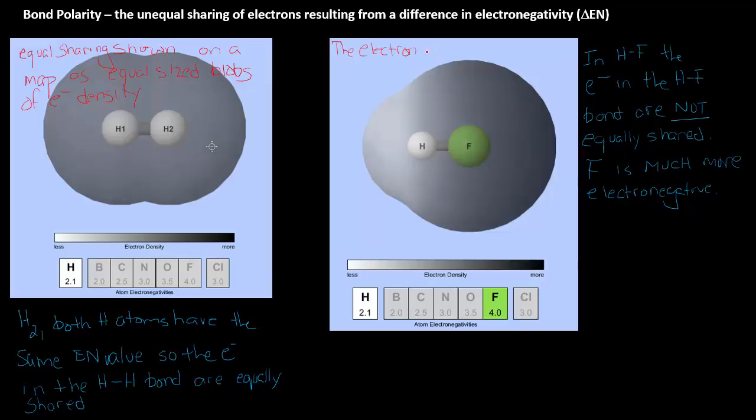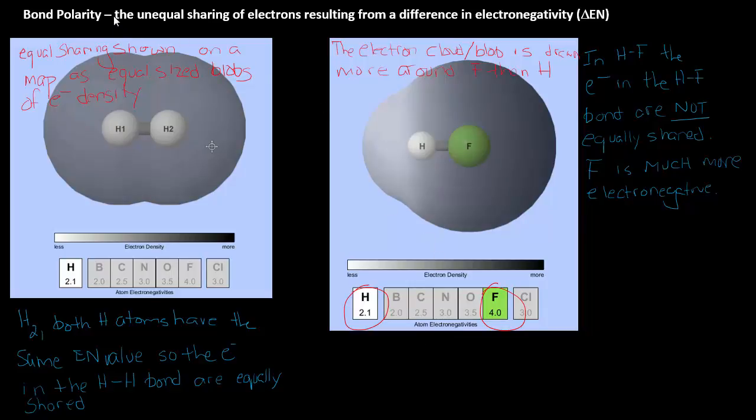Again, the cartoon blob cloud-like version of this is represented pictorially, and it shows much more electron density near fluorine than hydrogen. But again, we can pick this out just by looking at the electronegativity values. We find that fluorine is much more electronegative than hydrogen, so we would say that this bond is polar towards fluorine.